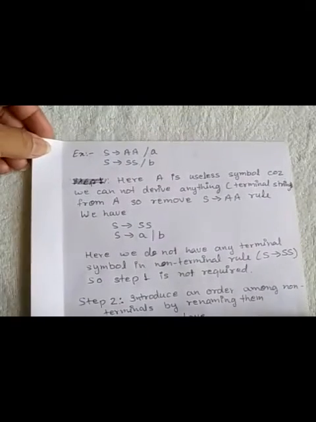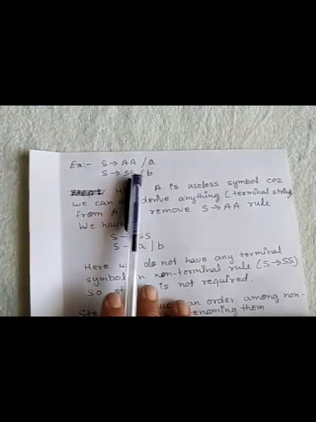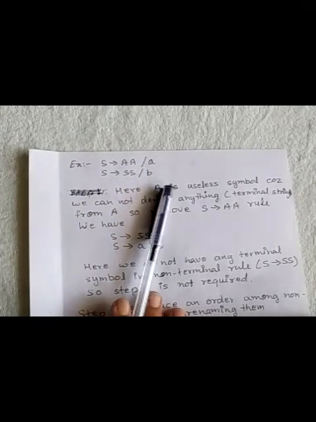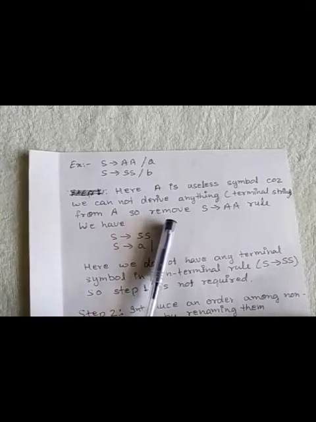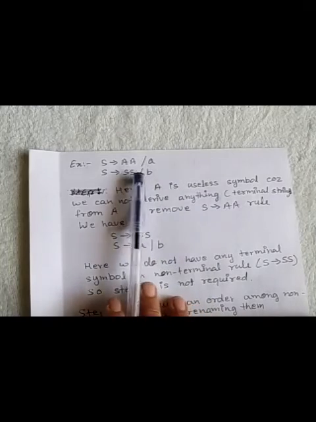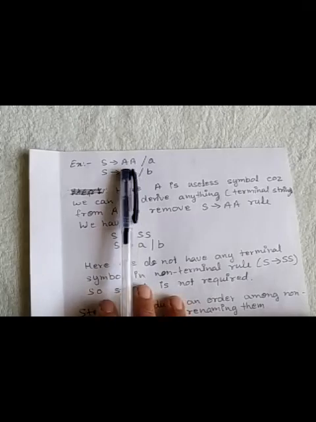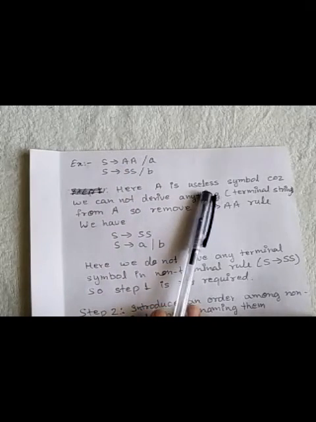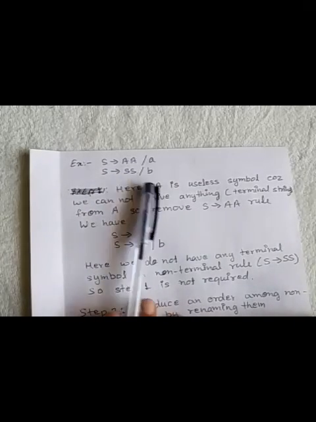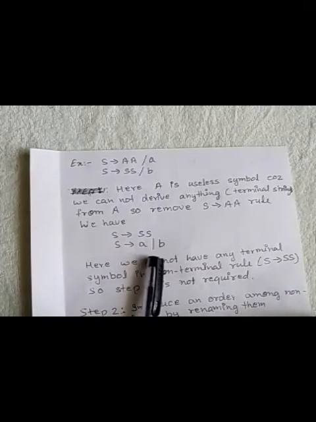Let's take one more example. S tends to AA, S tends to A. Next rule is S tends to SS and S tends to B. Here A is a useless symbol. See, A is not deriving any terminal string. So A is a useless symbol. So we remove the rule S tends to AA. After removing this, we have S tends to SS and S tends to B.